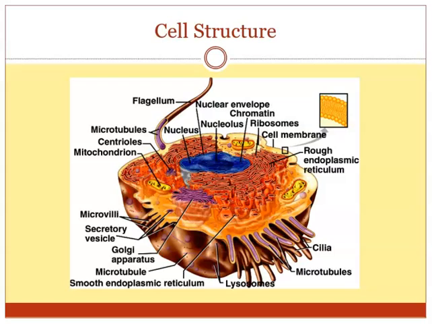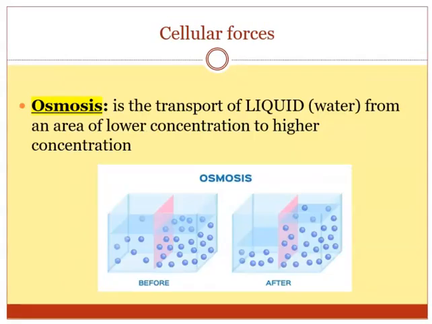But if you want to, I would pause the video at this time and study the structures. And also remember, you have your cell membrane that's made up of a phospholipid bilayer. Now we're going to switch gears a little bit and talk about cellular forces. In particular, we're going to talk about osmosis. Osmosis is the transport of liquid, particularly water, from an area of lower concentration to higher concentration.